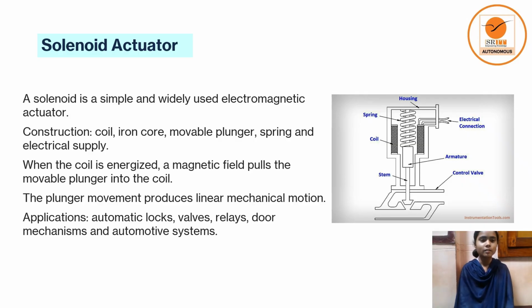Solenoid actuators. A solenoid actuator is a simple and widely used electromagnetic actuator. It is mainly constructed using a coil, iron core, movable plunger, spring, and electrical supply. When the coil is energized, the electromagnetic field pulls the movable plunger into the coil. This movement produces mechanical motion. Solenoid actuators are mainly used in automatic locks, valves, relays, door mechanisms, and automotive systems.